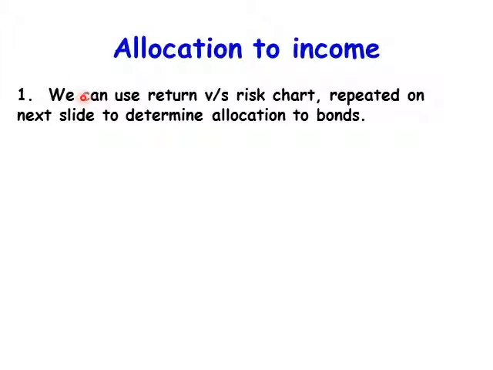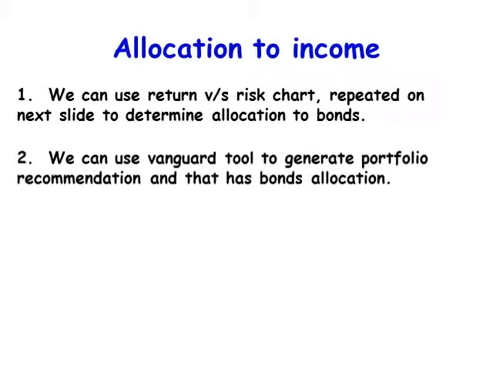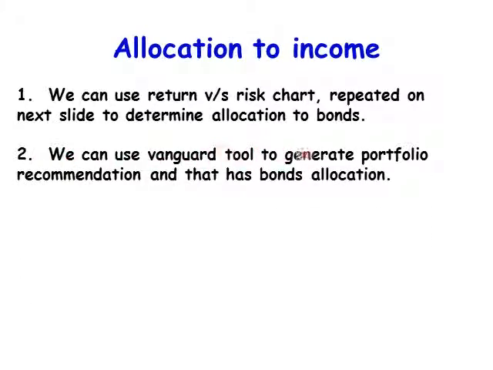In the allocation to income section, we can use this return versus risk chart, which I'm repeating again on the next slide, to determine the allocation to bonds. We can also use the Vanguard tool or another similar tool to generate portfolio recommendations, and that has a bonds allocation. This tool uses our risk tolerance to determine our allocations to stocks and bonds.